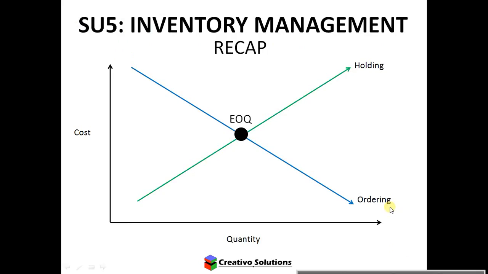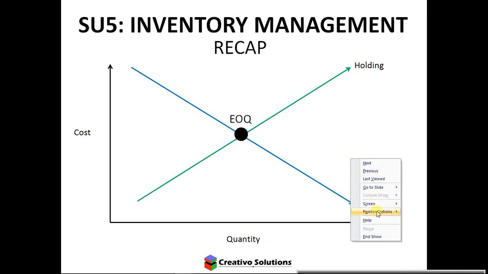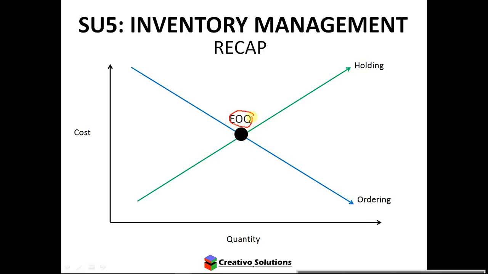First bit, just a bit of recap from last week. We spoke about inventory management and we looked at a few workings. Obviously, the main working that we looked at was EOQ. What does EOQ stand for? Economic order quantity. So the EOQ tells you the most optimum place in terms of minimizing total costs.